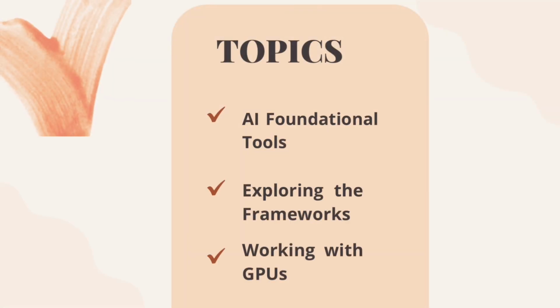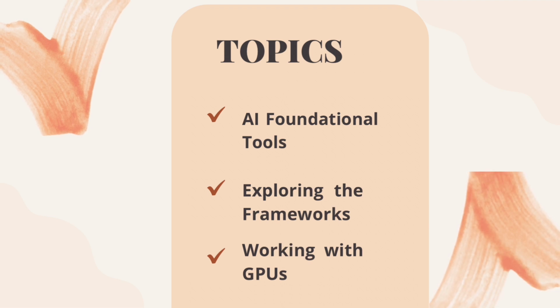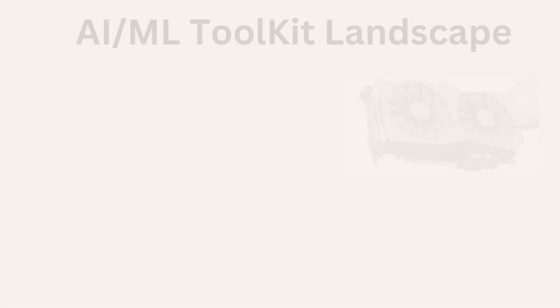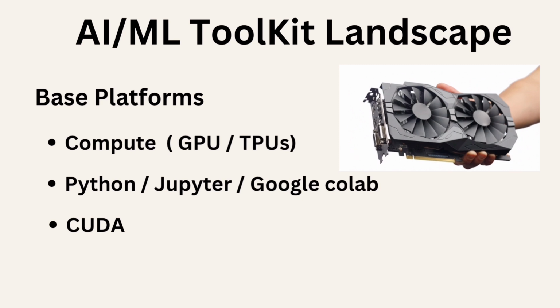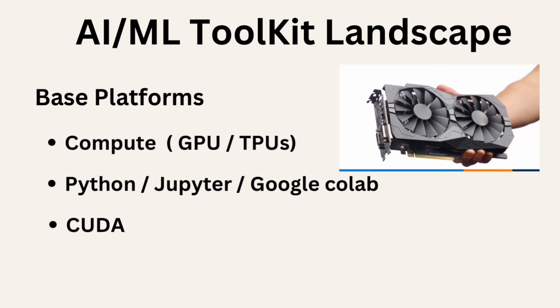In today's topic, we are going to cover GenAI foundational tools and frameworks, and GPUs and CPUs. Let's start with the AI toolkit. First up, compute power. This is crucial for running complex AI models. You will often rely on GPUs or TPUs, which give the performance boost you need for fast training and processing.